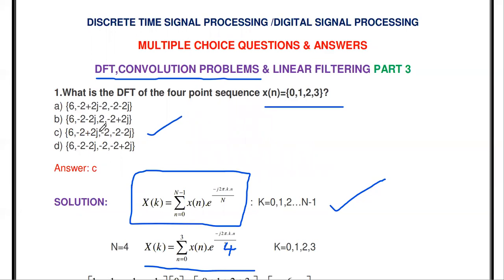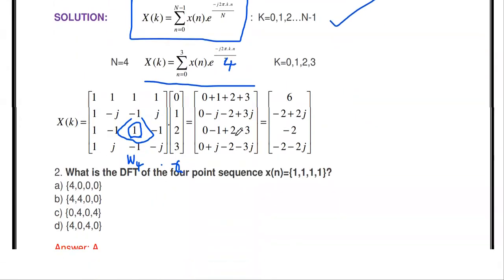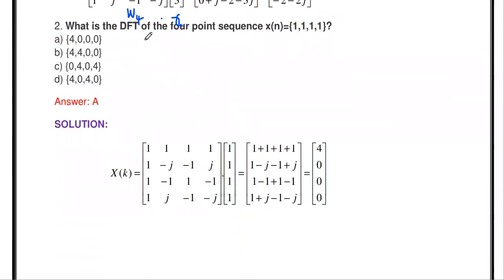6 minus 2 plus 2j minus 2 minus 2 minus 2j. So this is the DFT of the 4-point sequence. So the next one, similarly, what is the DFT of the 4-point sequence?